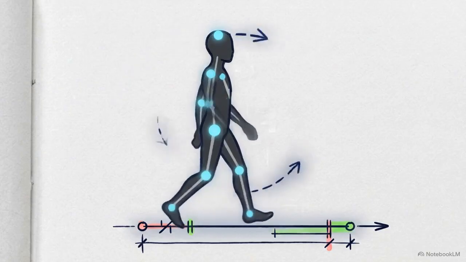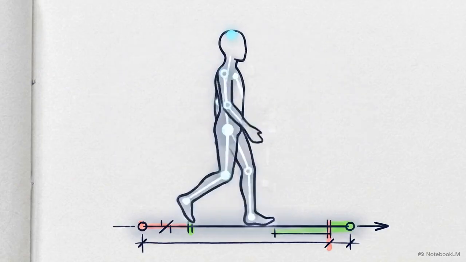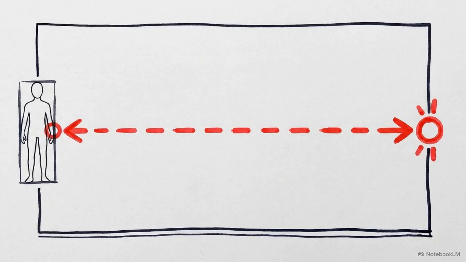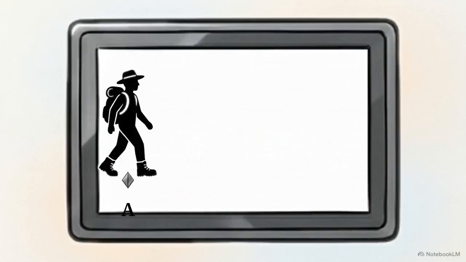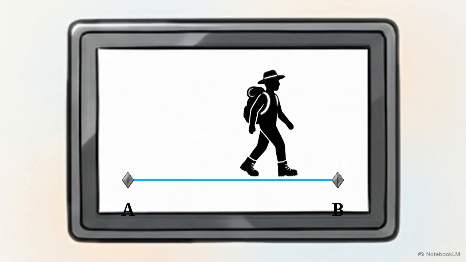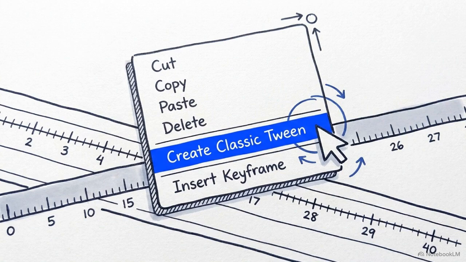If you play your animation now, the limbs loop perfectly, but the character walks in place as if they are stuck on a treadmill. We need to physically move them across the stage. To solve this, we use a classic tween. This tool calculates the distance between a starting point and an ending point and moves the object across the screen at a steady pace. Click and drag your mouse to select your entire sequence of frames on the timeline. Right-click the highlighted area and select Create Classic Tween.